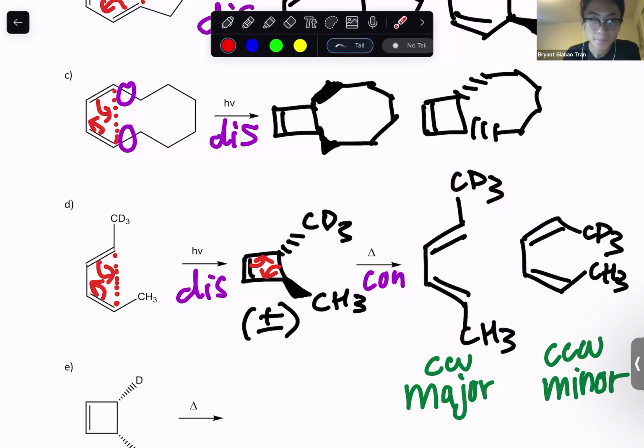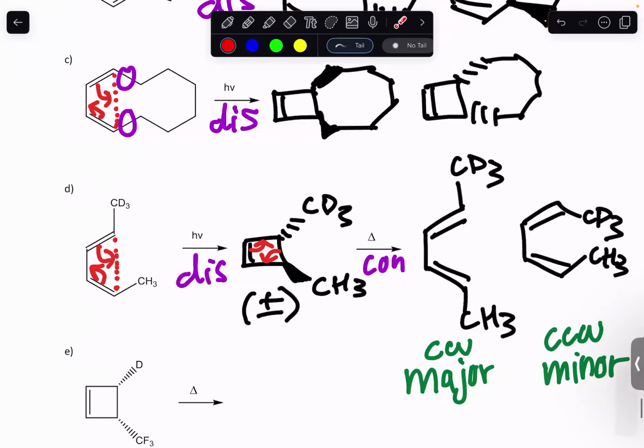Where in ring closing, it didn't matter if you rotated it clockwise or counterclockwise, because either both of them would be cis or both trans for ring closing. For ring opening, you have different products. They could both either go out away from each other or face towards each other, right? So ring opening is the one that we have to be careful of. Ring opening is the tricky one.